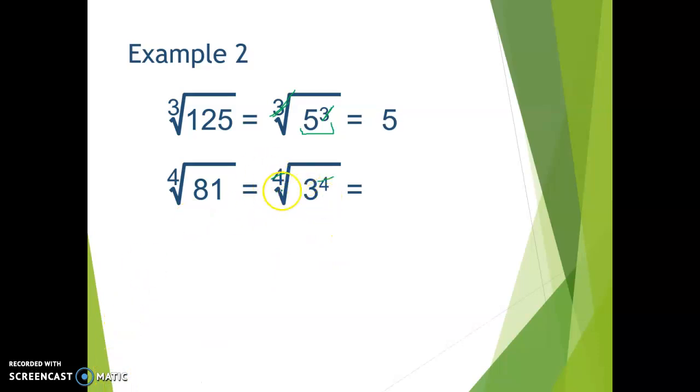If you're not sure that 81 is 3 times itself 4 times, you can do prime factorization. You know that 81 is 9 times 9, and 9 is 3 times 3. So we know that 81 is 3 times itself 4 times. So if you're not sure of a number's factors, go ahead and do prime factorization to help you realize what those factors are.